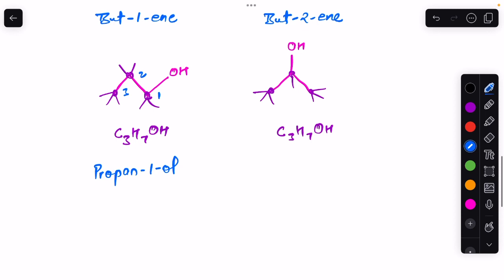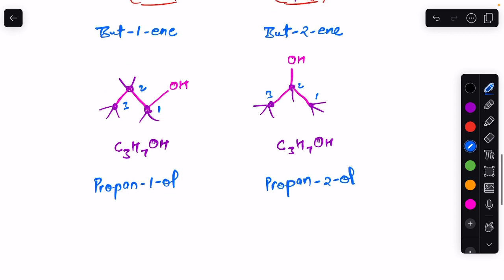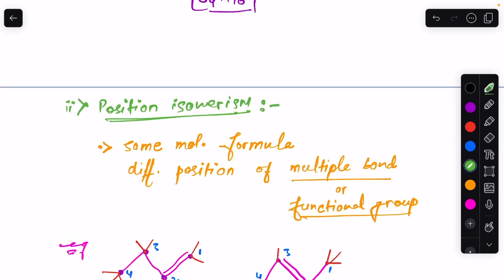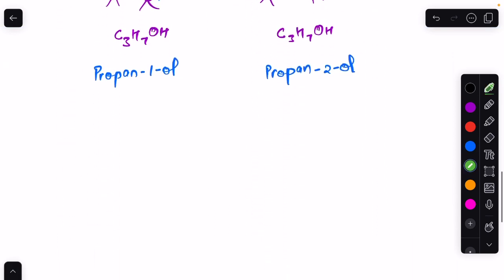Whereas in the second compound, this is 1, 2, 3, number of carbon atoms in main chain is 3, so prop, single bond, that means ane, whereas the functional group OH is present at second carbon, then it's 2-ol, propane-2-ol. So both of these are examples of position isomerism. Let's move on to the next, which is functional isomerism.